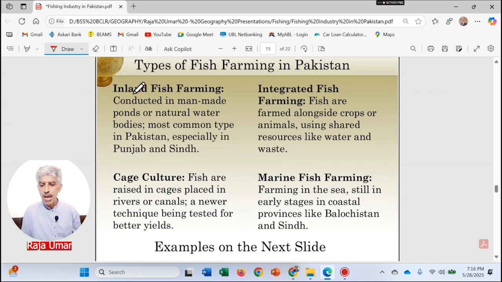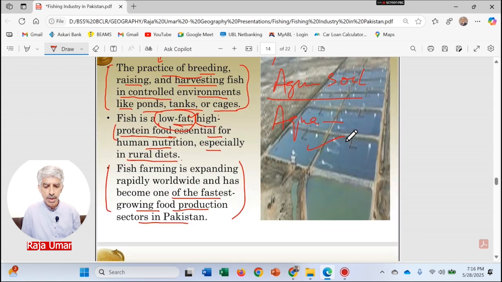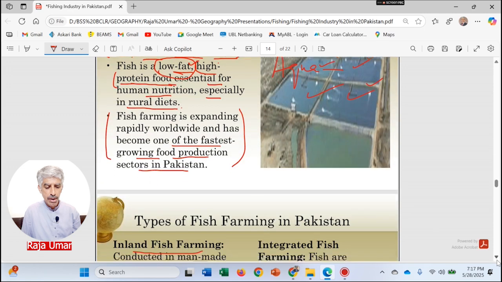As you can see, there are 4 different types of fish farming. Number one is inland fish farming, conducted in man-made ponds or natural water bodies. It is the most common type in Pakistan, especially in the plain areas of Punjab and Sindh, where rectangular ponds are constructed. I will show you examples of all these in the coming slides as well. On the previous slide, you can also see the fish farms. This is an aerial view, and you can see a few fish farms there to breed fish and to grow them.